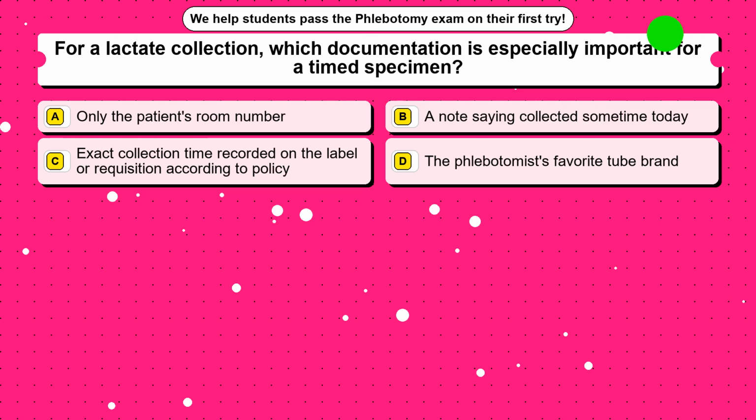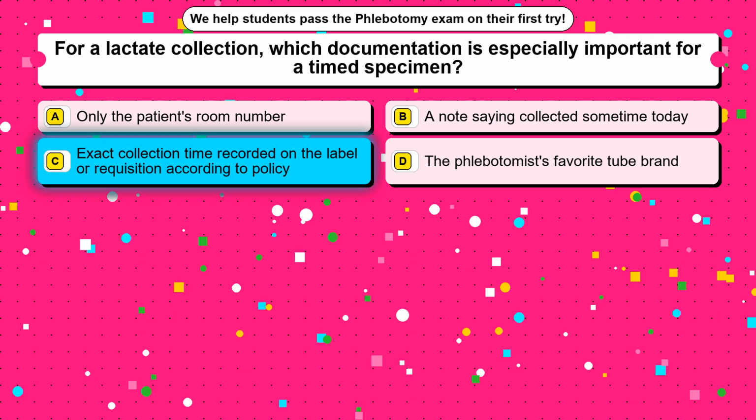Question 55. For a lactate collection, which documentation is especially important for a timed specimen? Option A. Only the patient's room number. Option B. A note saying collected sometime today. Option C. Exact collection time recorded on the label or requisition according to policy. Option D. The phlebotomist's favorite tube brand.